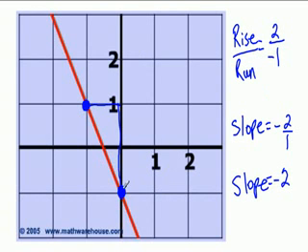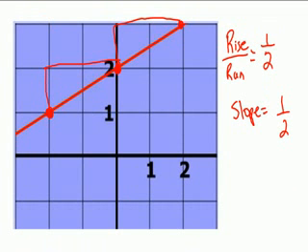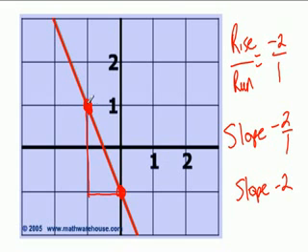So this time we started at a different point. The first time we started at the bottom point and went up. The second time we started at the top point and went down. So the slope is still the same no matter what point you start at. You just have to remember that if you're going down, it's negative, and if you're going up, it's positive.